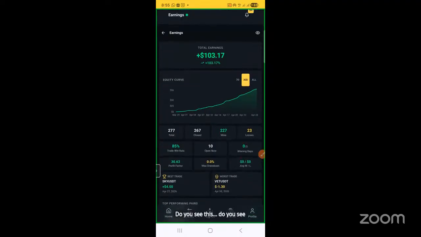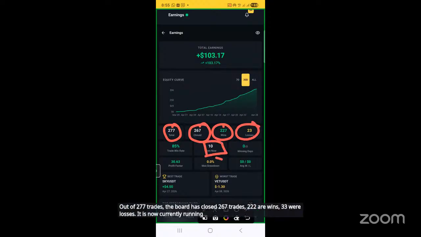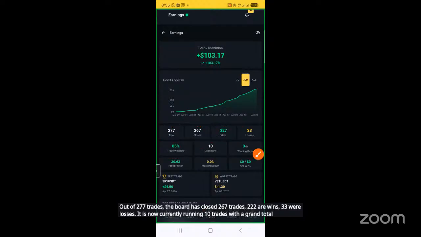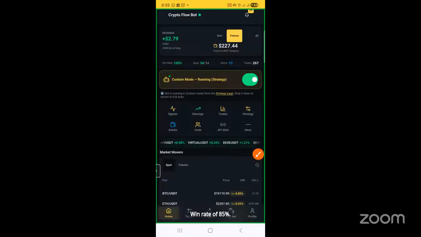So out of 277 trades, the bot has closed 267 trades, 222 were wins, 33 were losses. It is now currently running 10 trades with a grand trade win rate of 85%. But when we come here, you can see it shows a win rate of 100%.